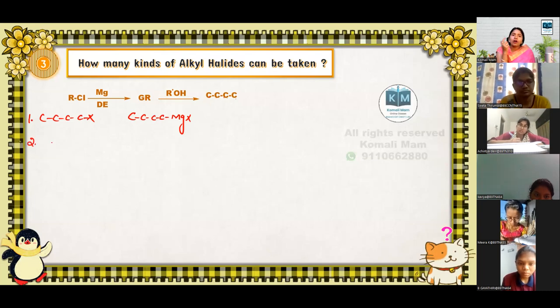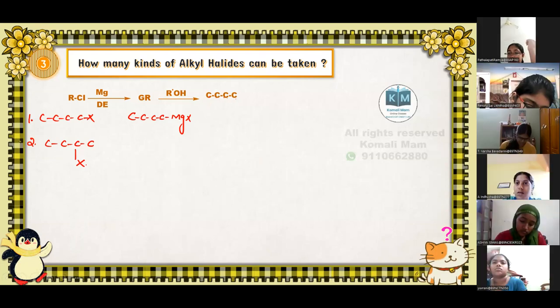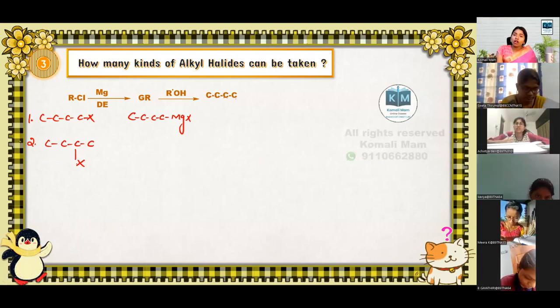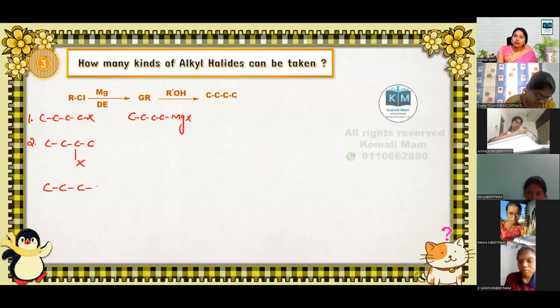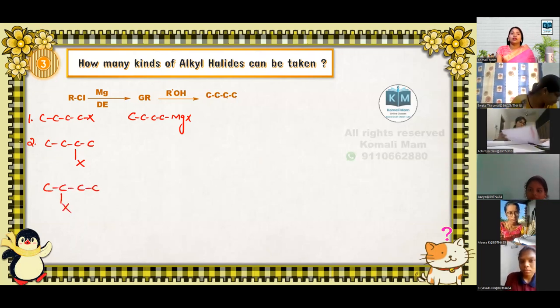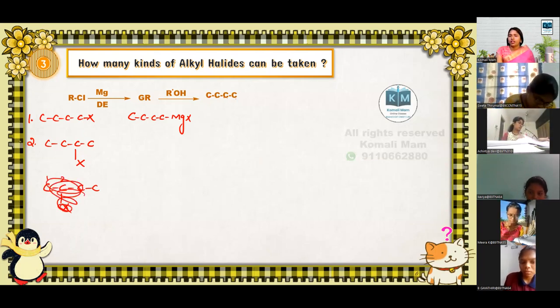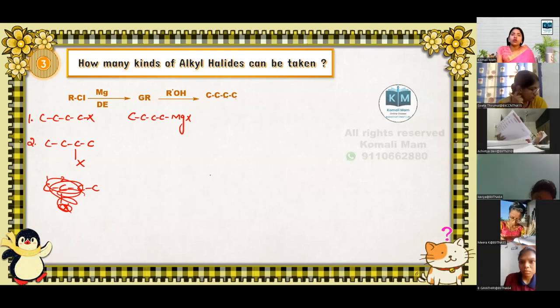And another possibility is, why do you have to take the halogen only at the first position? The second position is also possible. Ma'am, third position also possible, no? Not possible, because if you give numbering 1, 2, both are the same. So 2-halobutane and 1-halobutane, totals two.